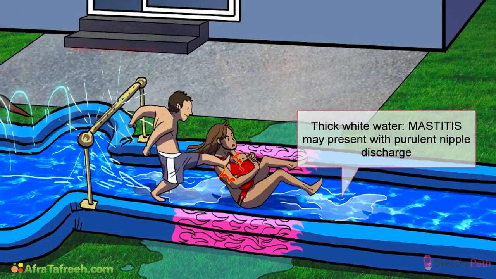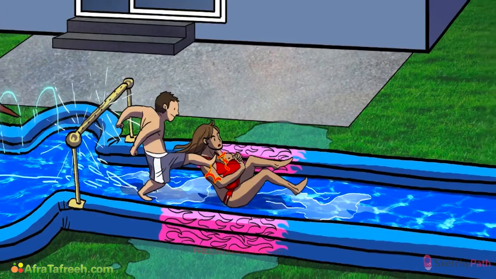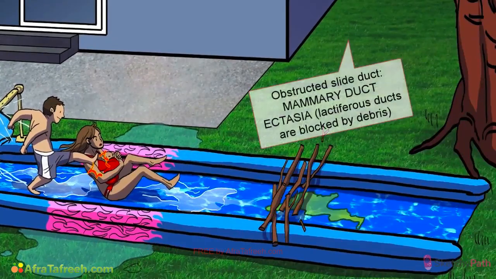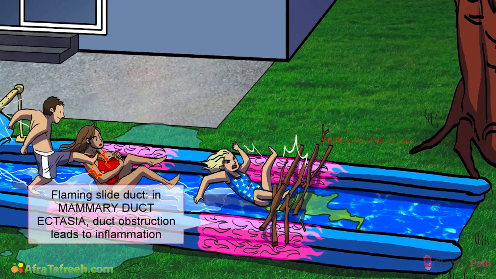In addition to breastfeeding, treatment of infective mastitis includes antibiotics as well. Of course, breastfeeding isn't the only reason lactiferous ducts can get obstructed. When it happens in the absence of breastfeeding or an infection, we call it mammary duct ectasia. Mammary duct ectasia occurs when lactiferous ducts are blocked by debris, rather than nipple trauma in lactational mastitis. Either way, the end result is somewhat similar.